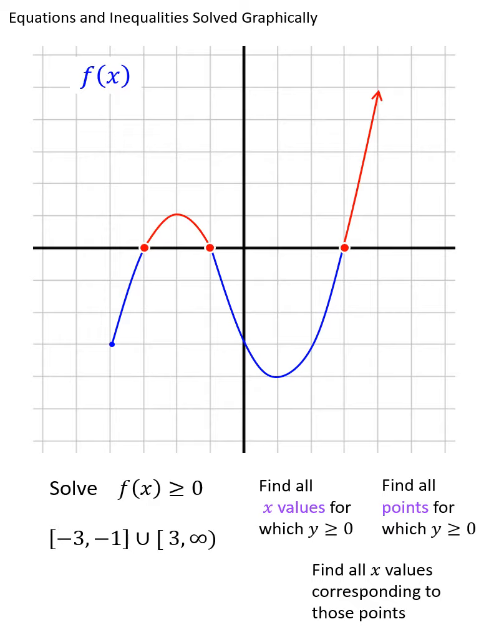And so the first interval on the left goes from negative 3 through negative 1. Notice the brackets in the answer to represent the inclusion of the endpoints. This is a true statement when x is negative 3, and it's a true statement when x is negative 1. Why is that? Because f of negative 3 and f of negative 1 are both equal to 0.